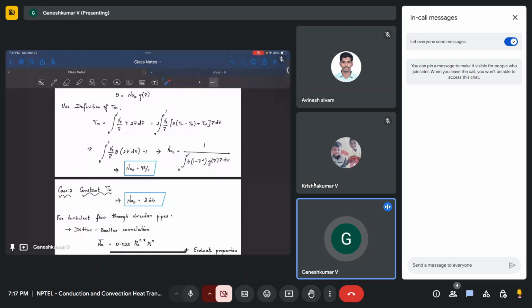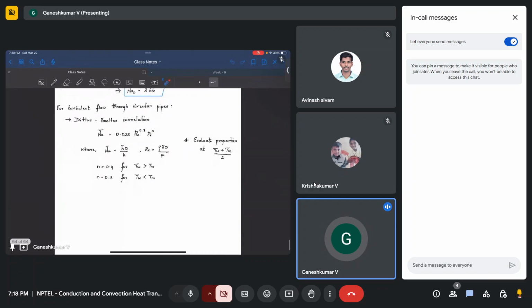Similarly, we can do constant wall temperature. Again, that is going to lead you to a nonlinear ODE, which you can't solve analytically. Hence, you need to use numerical methods, basically the shooting method, and you will end up having the Nusselt number, which will be 3.66. Okay. And then we also saw there is something called a calibrated correlation for turbulent flow.